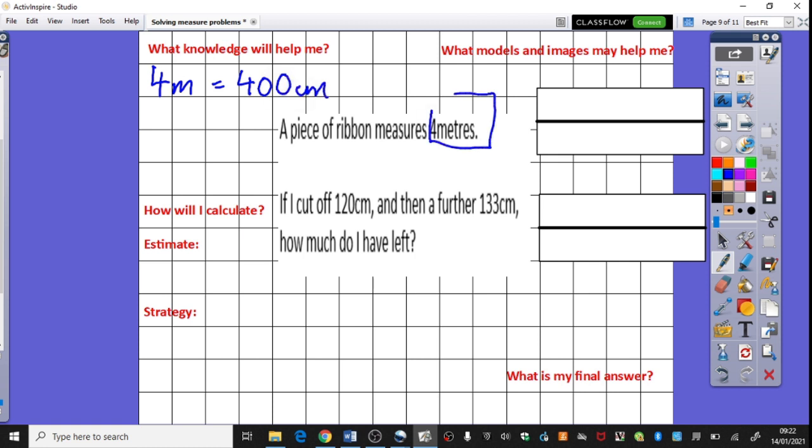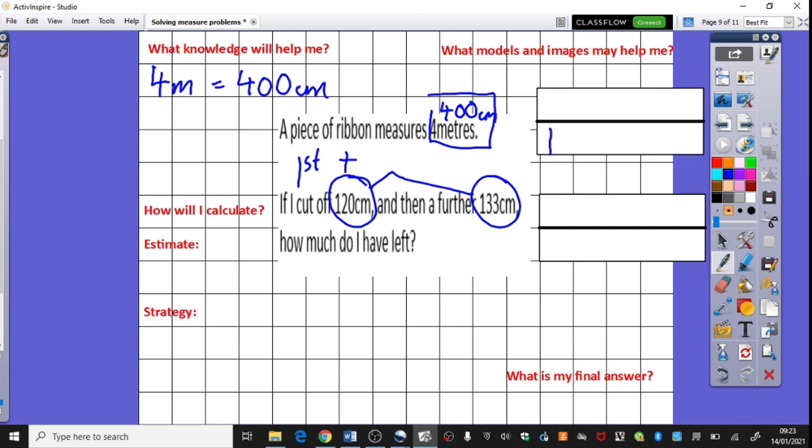Now, something we can actually do is think about the fact that because we are subtracting this amount and this amount, we can find the total that we're subtracting first and then subtract it. So our first step is actually addition. So you might decide, well, I want to work out the total of 120 and 133 first, and then I'm going to cut it off in one go. And that's okay as well. That's the second way to do it.